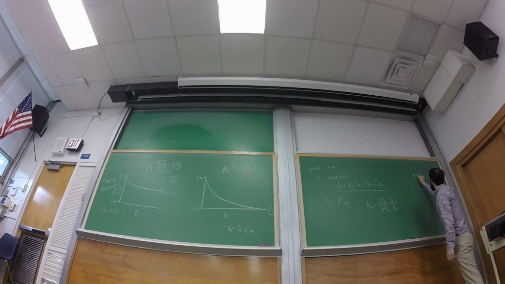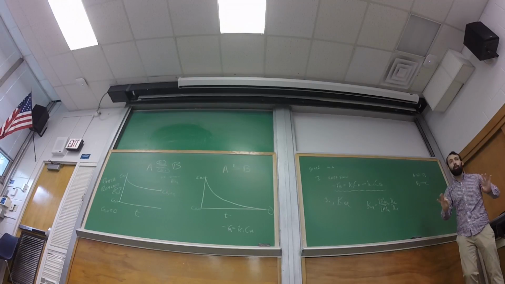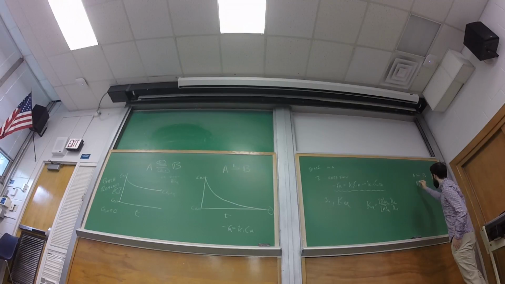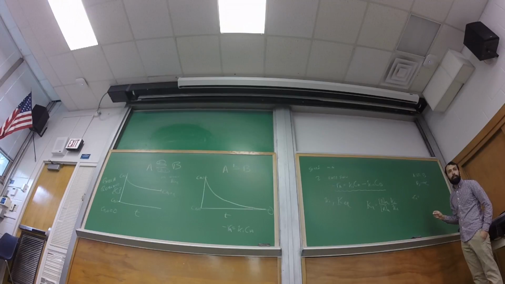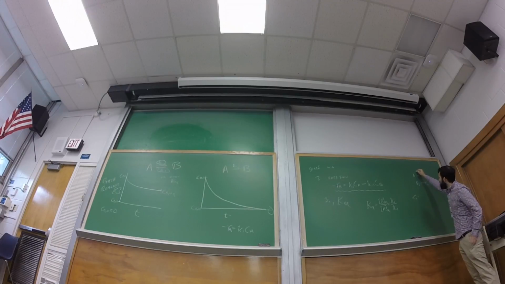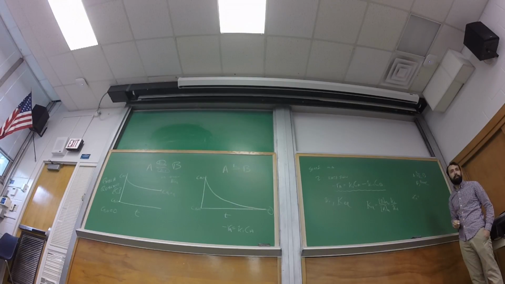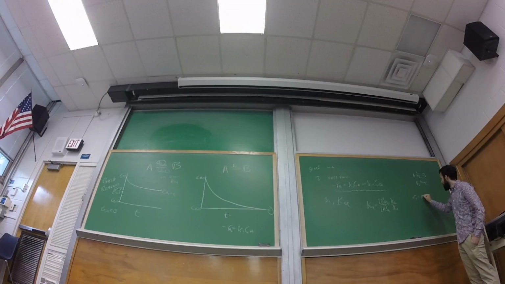So A goes to B reversibly, and then B goes to C. And I haven't told you anything about equilibrium, okay? Then what do we get for the rate of consumption of A? What's the rate law? All of these are elementary, so this is something that we did way back in the beginning of class. k1 C_A minus k_-1 C_B.